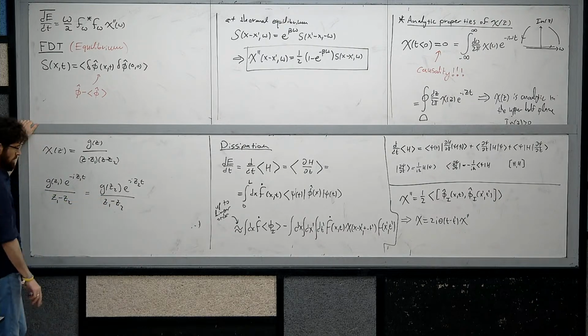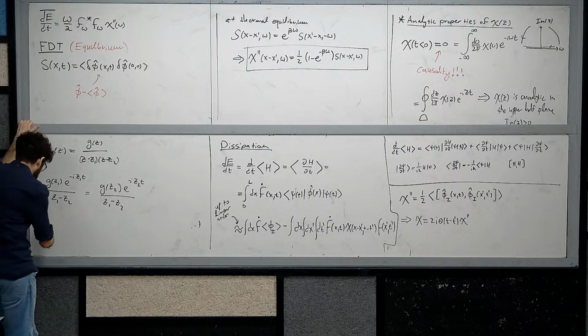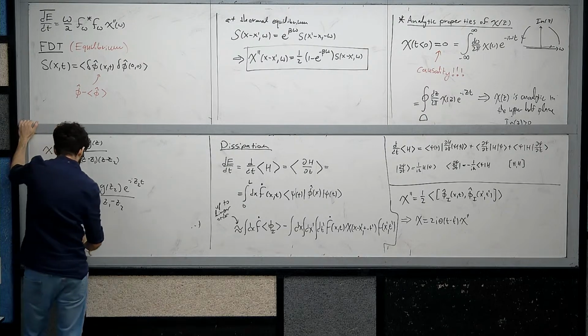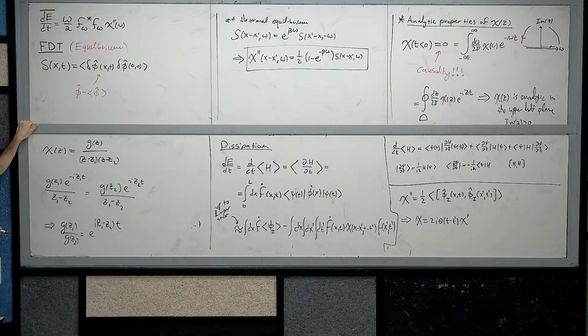Okay? So you agree about this? It's agreeable? So what that implies is that the ratio g of z1 to g of z2 needs to be equal to e to the i (z1 minus z2) times t. Now, yes, you can find a g that will satisfy this for a specific t, but not for any t.